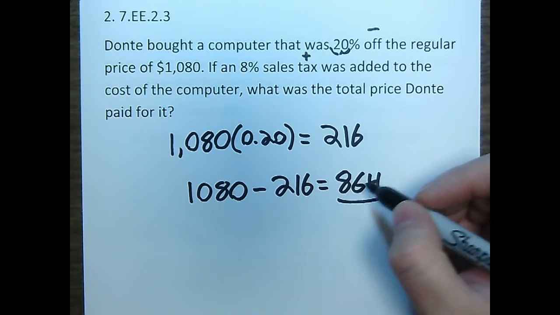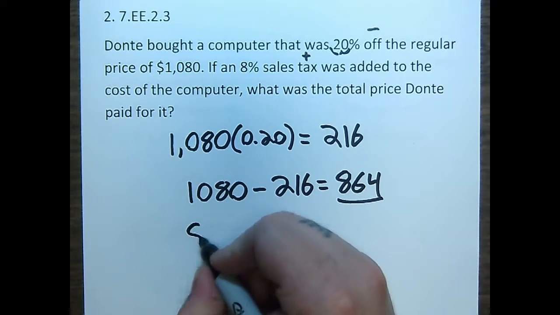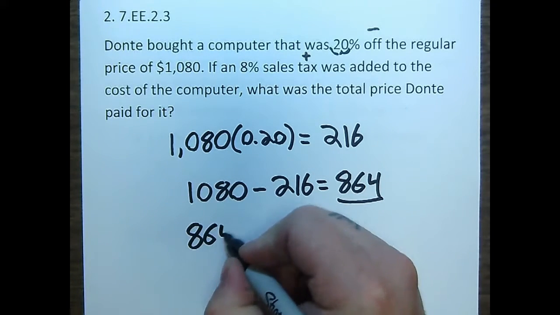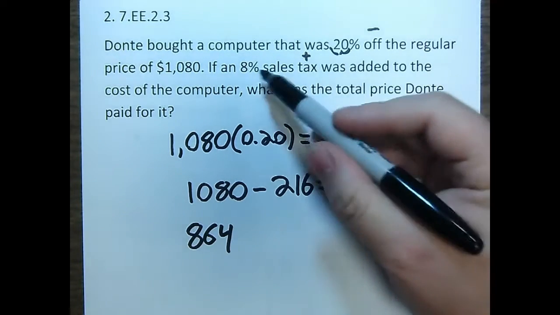So now this 864 is our new total, because we took the 20% off, so that's what we're going to pay for it. If we took this computer up to the register to buy it, we would pay $864, but we need to pay that 8% tax.